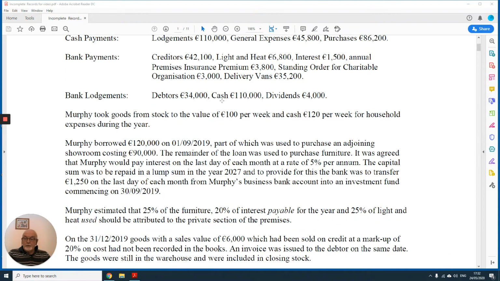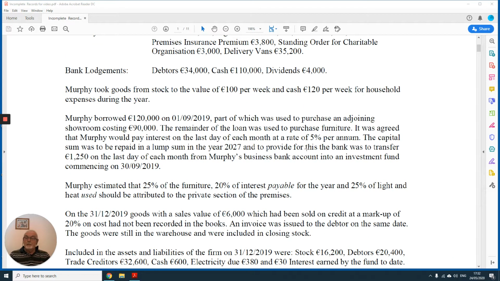So if we have a look here, we'll see that Murphy borrowed 120,000 on the 1st of the 9th, 2019. Now, the first thing we must watch out for here is that that's the 1st of the 9th. So that means that Murphy will have owed the loan for 4 months, not 3. The 1st of the 9th, so the 9th, the 10th, the 11th and the 12th, 4 months. And 90,000 of that is going to premises and the other 30,000 will go to furniture.